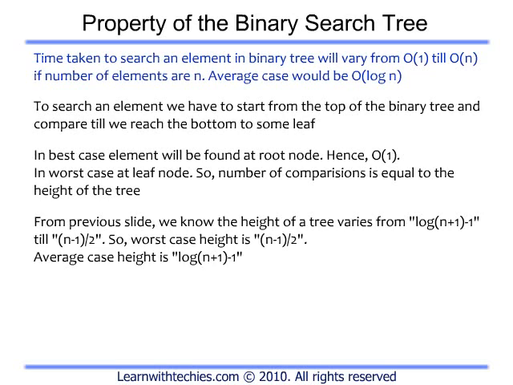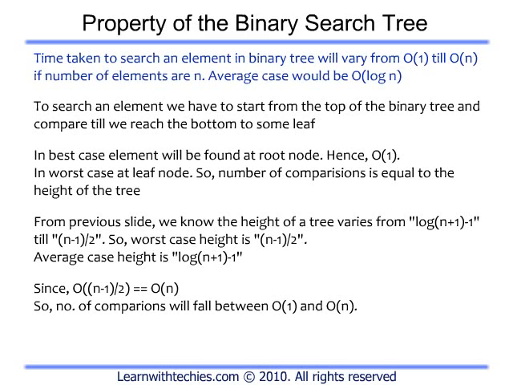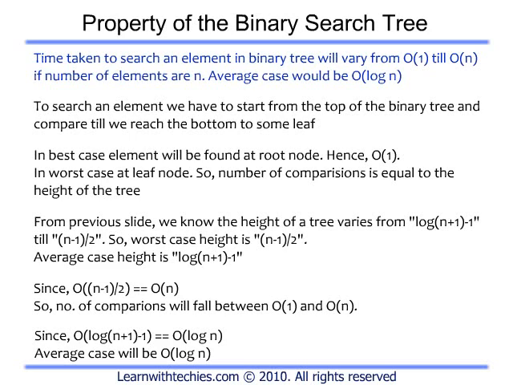From previous slides, we know that in a binary tree, height will always fall between log of (n plus 1) minus 1, and (n minus 1) divided by 2. A worst case tree will have height equal to the number of nodes. Hence, the worst case search will be O(n). So, the number of comparisons will always fall between O(1) and O(n).